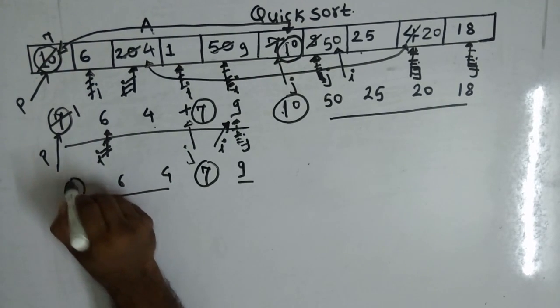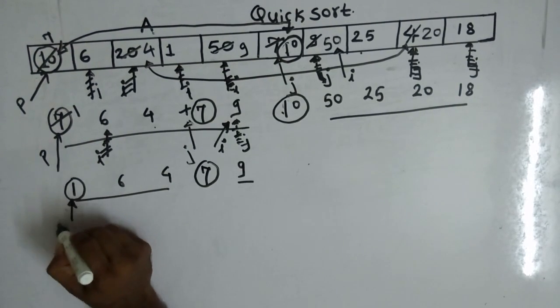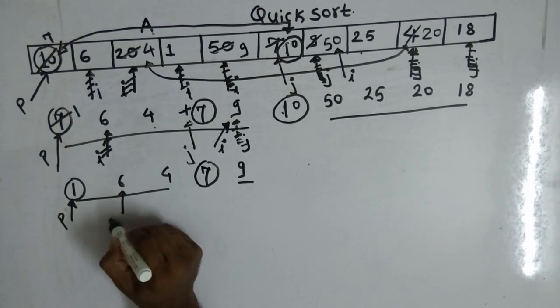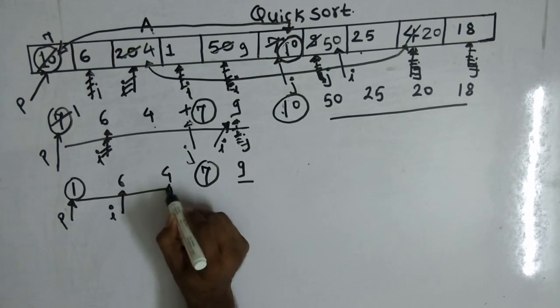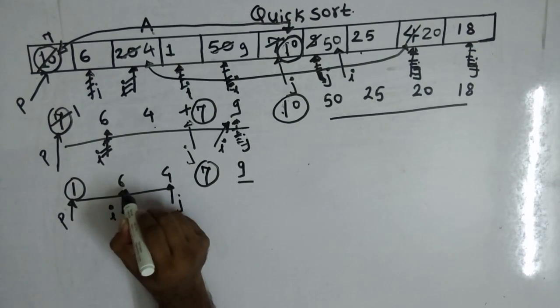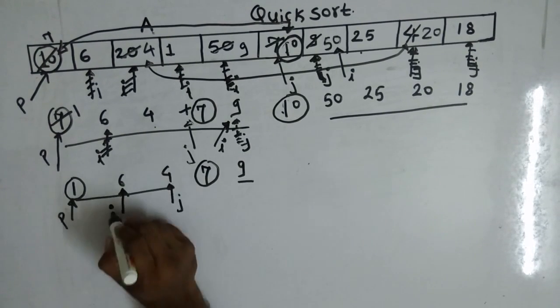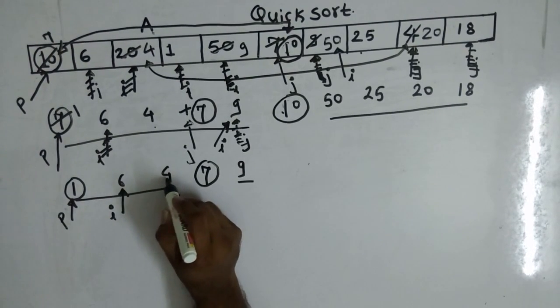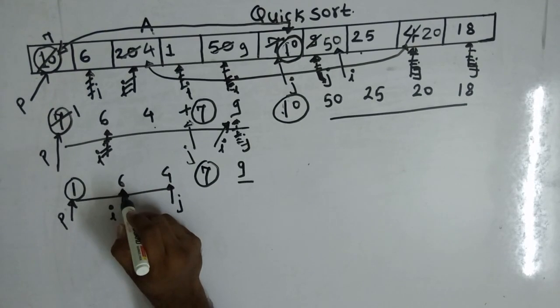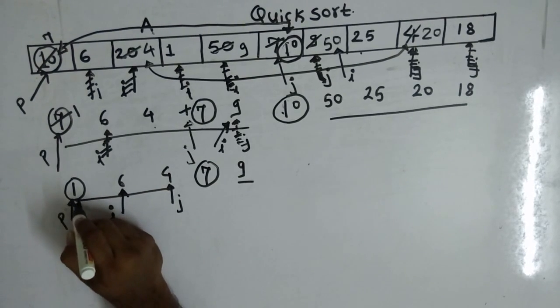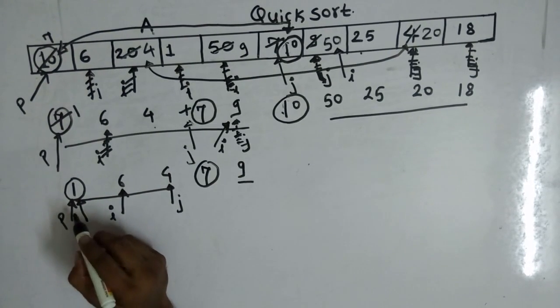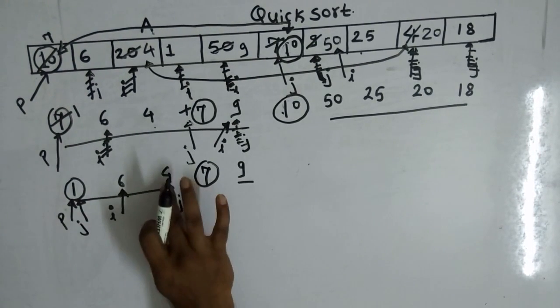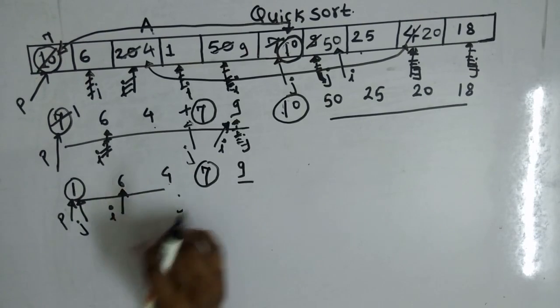So this will be my pivot. This is my i and this is my j. Increment i till you get the element greater than pivot. 6 itself is greater than pivot, so i will stop there. Decrement j till you find the element lesser than pivot. 4 is greater than pivot, so decrement j. 6 is also greater than pivot, so decrement j. So 1 is less than or equal to pivot, so our j will stop here. You can't decrement j further because this is the last element of this array.